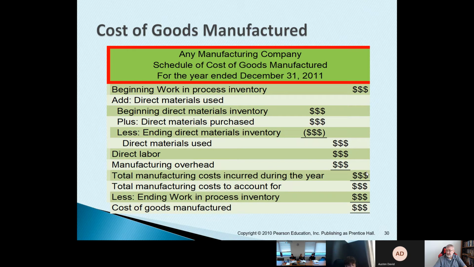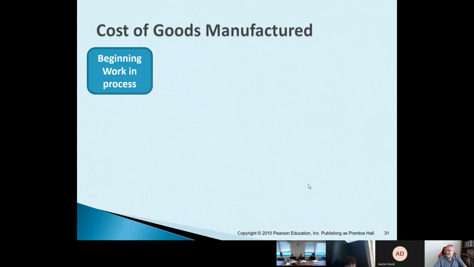Okay. Your total manufacturing cost to account for is going to be these that got added together plus this, less what you have left over that you're still working on, gives you your total cost of goods manufactured. And you're like, huh? Trust me, I am too sometimes when I look at this stuff. Let's see if we can make it make a little more sense.